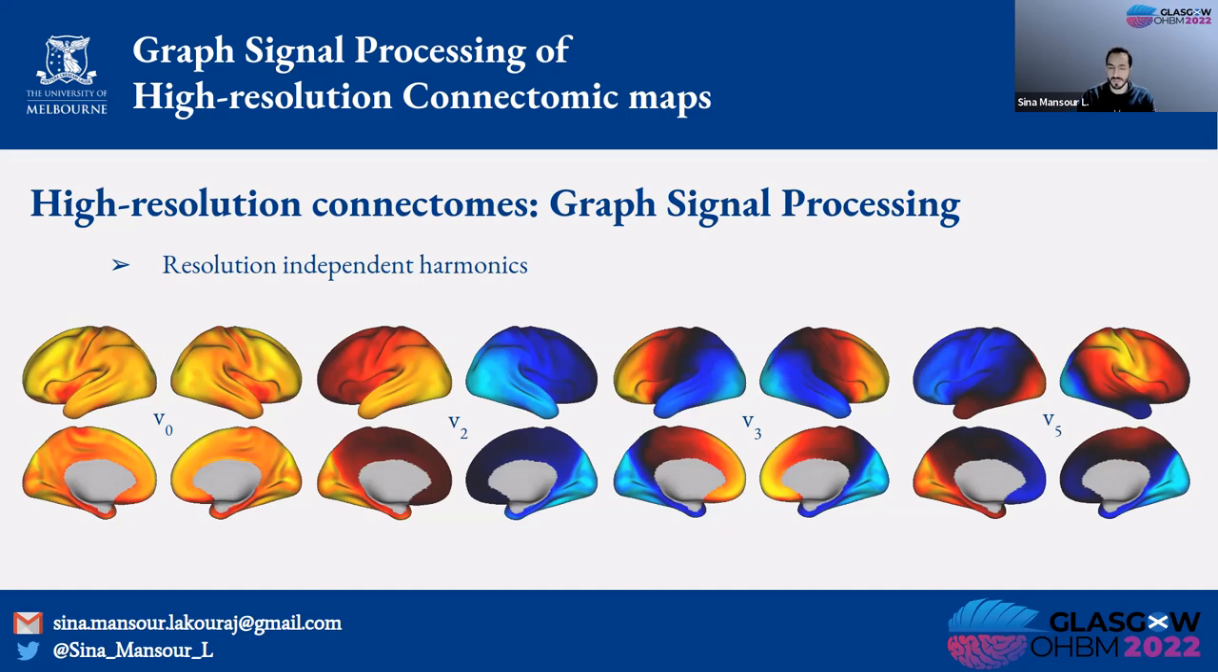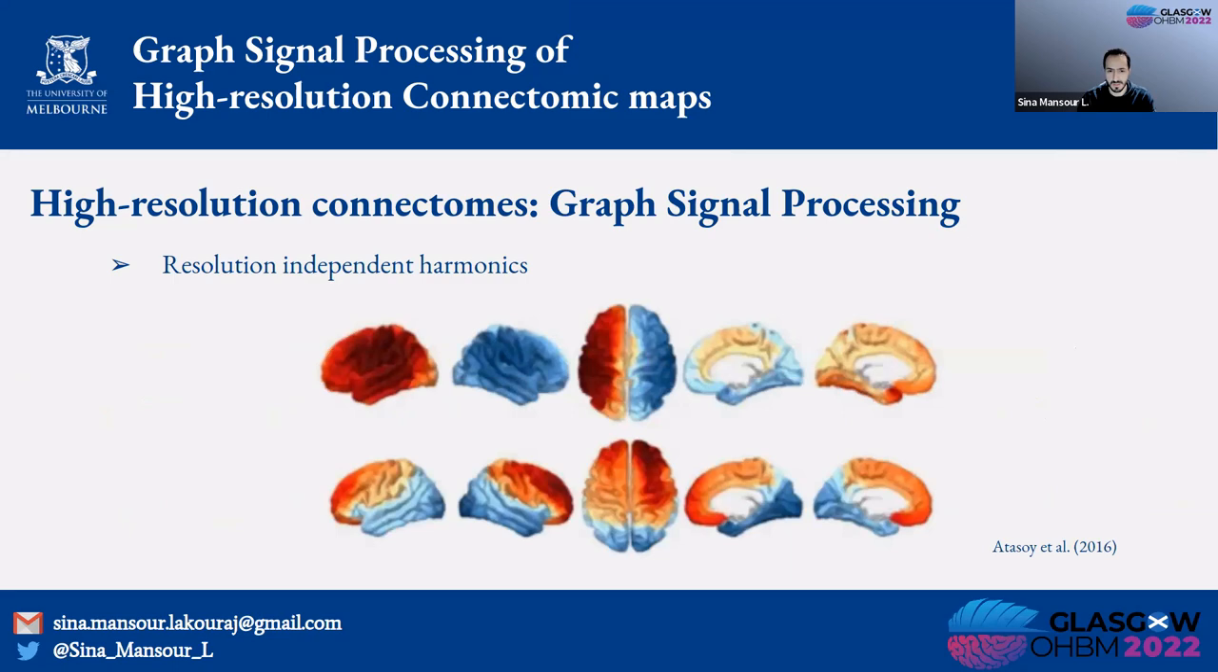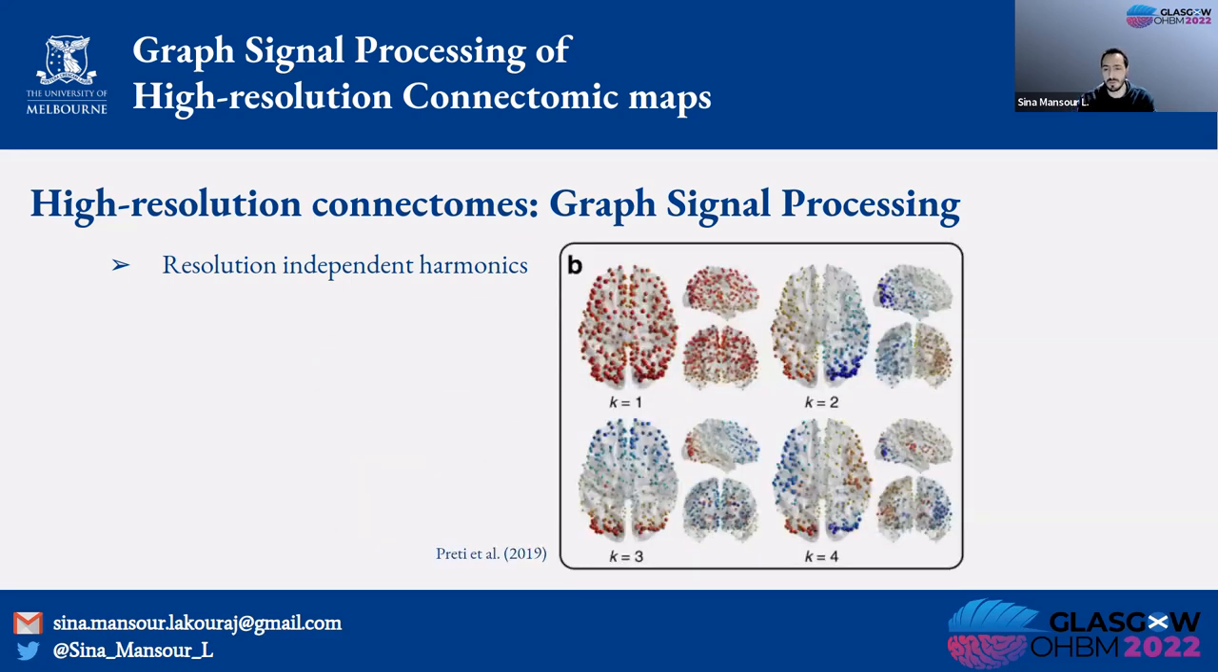And what we observe is that similar harmonics or similar eigenvectors were also detected in previous research. For example, this is a seminal work by Atasoy and colleagues, and we see that these left-right and anterior-posterior harmonics are also present in that work. Even if we go to a lower resolution graph signal processing study, we can see that in this work by Preti and colleagues, we still see the same eigenvectors.